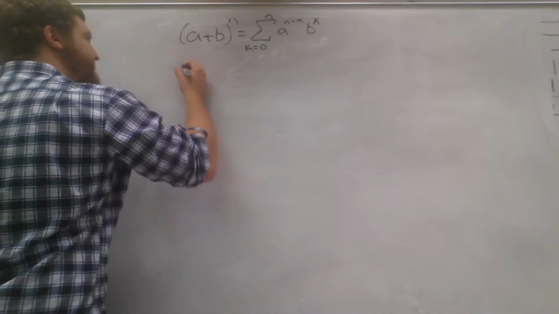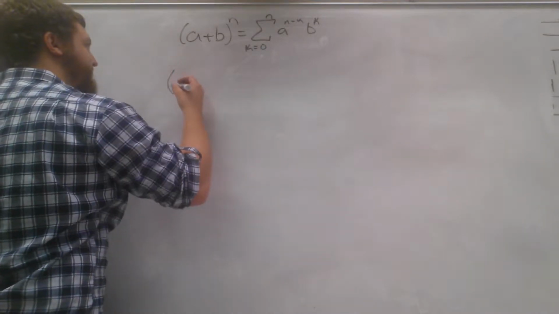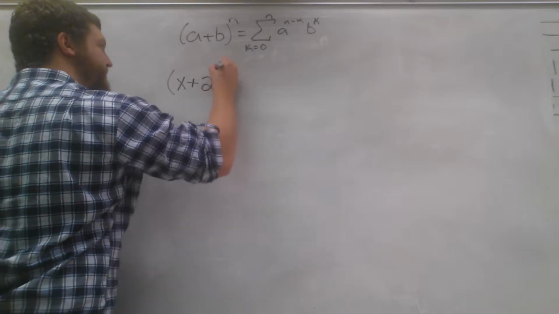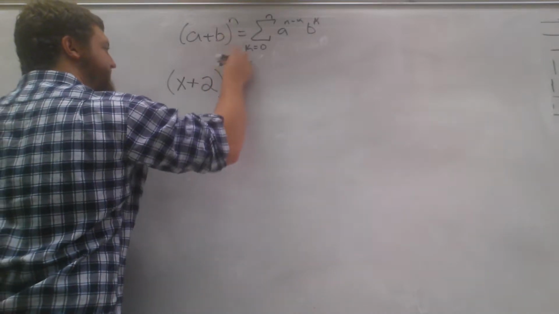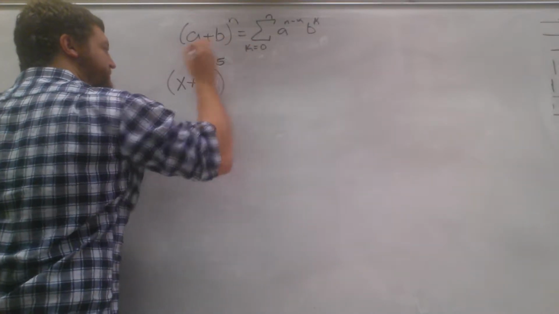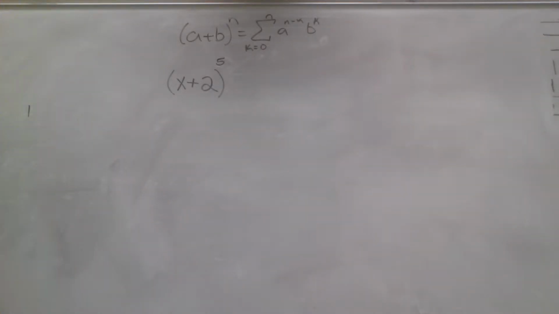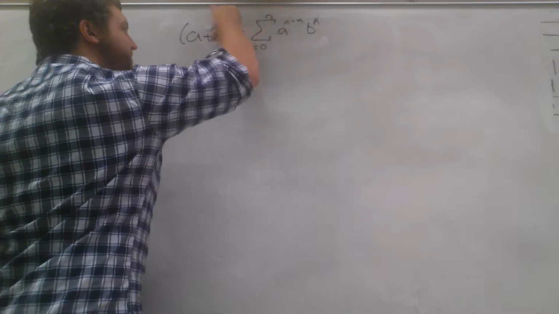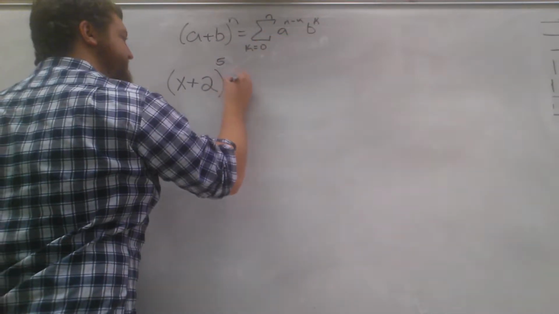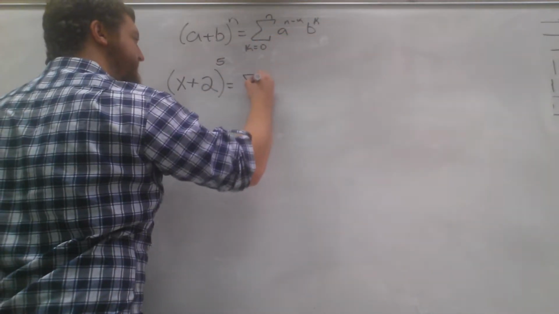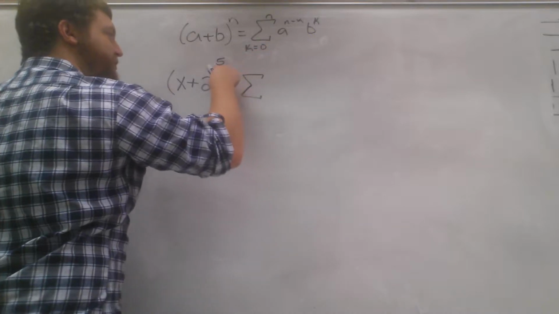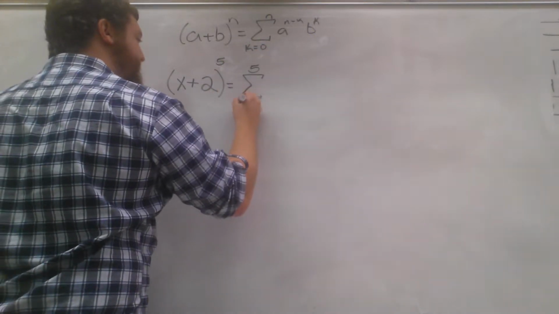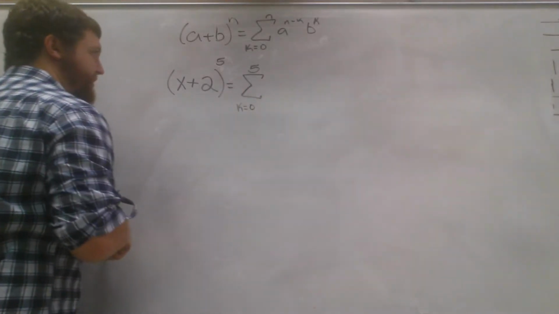Now, let's say this is my problem. Expand (x plus 2) to the 5th power. Now I'm going to go through and replace all of the letters with the numbers I now have. So it's still sigma. n is actually my exponent, so 5 goes on top, still starting at 0. I will always have k equals 0.